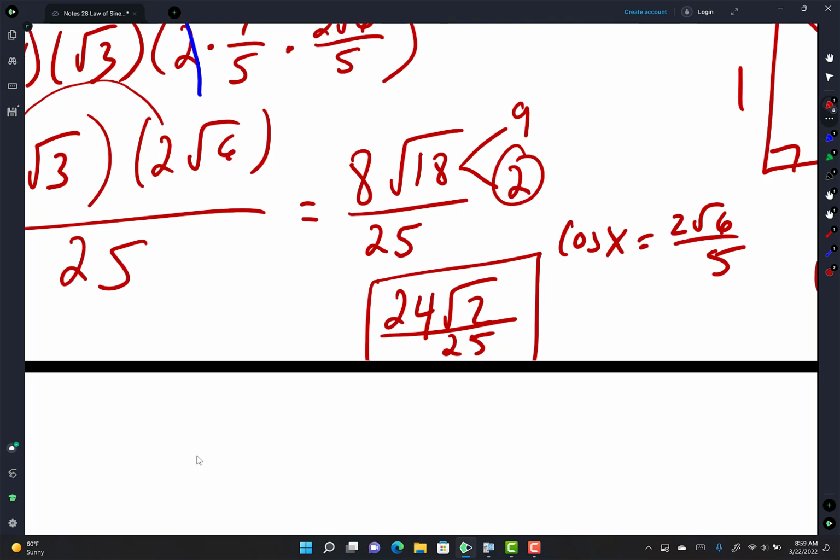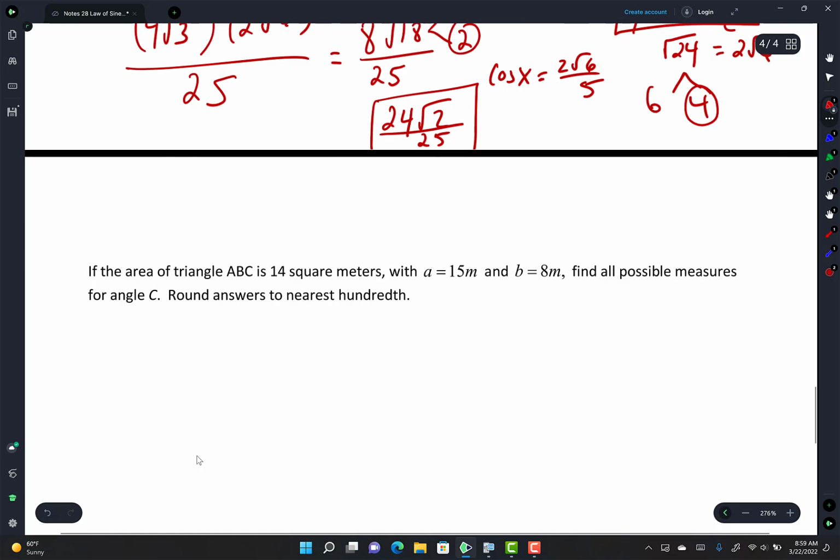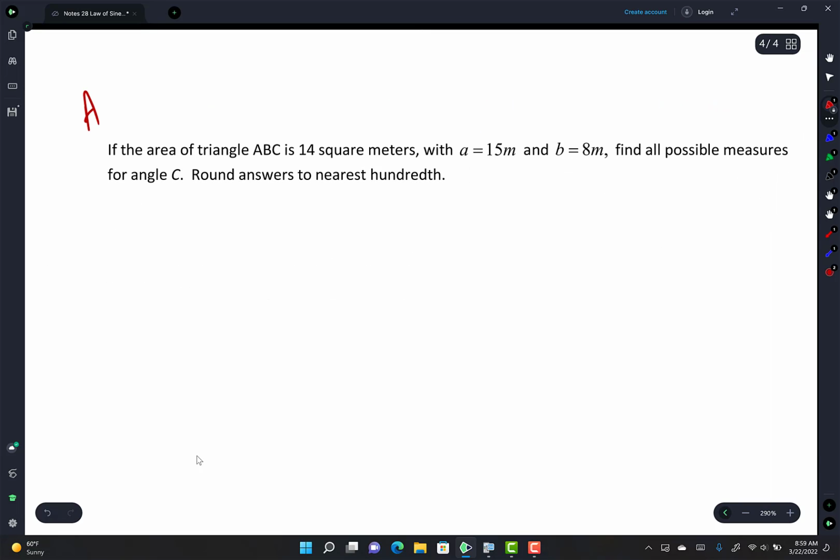How do we feel? We feel okay? We got one last one. Oh yeah, there's the ambiguous case. Since they don't tell us the other two angles, it's the ambiguous case.